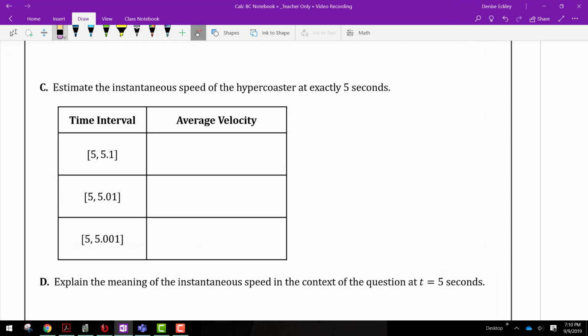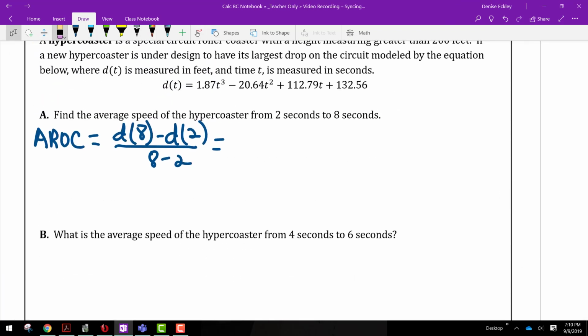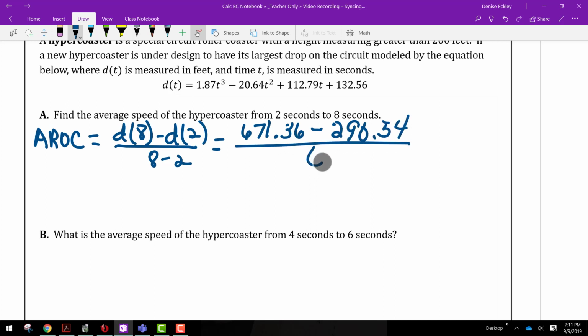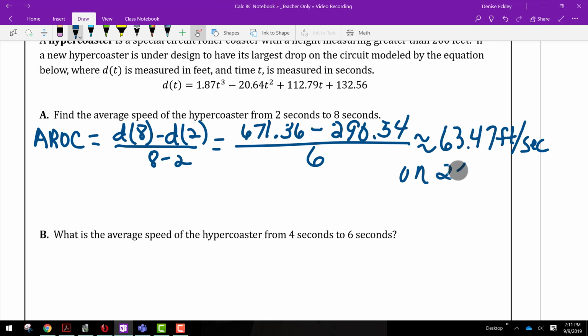So I have these values to enter. I have the distance at 8 seconds is 671.36 minus at 2 seconds, which was 290.54, and we're dividing that by the change of 6 seconds. So this is going to be approximately equal to 63.47 feet per second on 2 to 8 seconds.